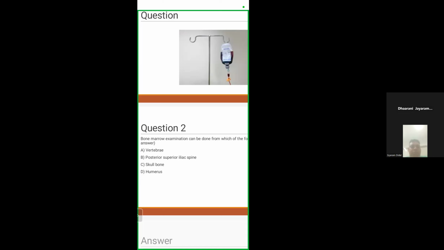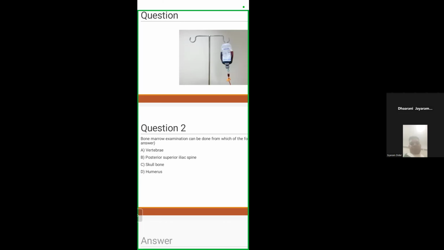So 99% we do in the posterior superior iliac spine only. In very small babies where the posterior superior iliac spine is not well formed, we can do from the upper 1/3 of the tibia. So where you put your intraosseous needle for IV access, that is one place where we can use. But in adults, we can also use from anterior superior iliac spine or sternum.